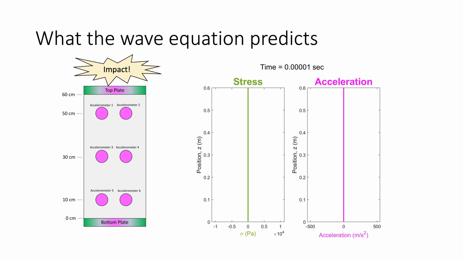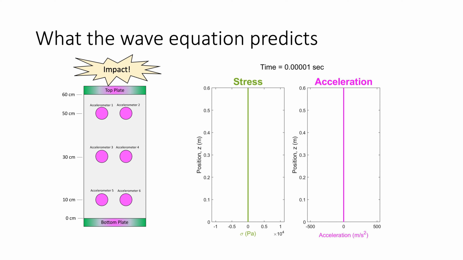And here's what we expect to happen. So I'm going to impact the top of the column with that dropped weight. And we're looking at both stress and acceleration. And these graphs here, what happened to my mouse?